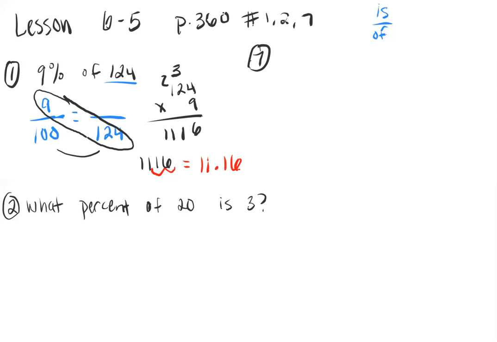All right, number 2. What percent of 20 is 3? This time we don't know what the percent is. We don't know the per 100, so 100 is not going to have anything on top. On the other side, we've got what percent of 20 is 3. So 20 is my whole and 3 is my part. For this one, I do know that 20 times 5 gets me 100. So 3 times 5 is 15. So 15% is my answer here.